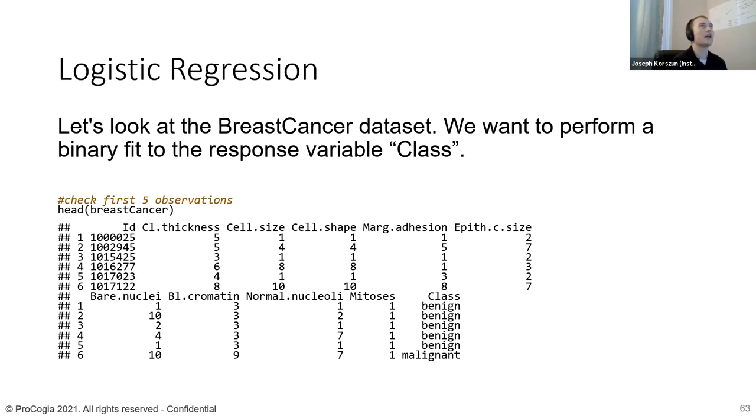And for executing binary response modeling in R, you're going to need to do recoding of variables. So class is all strings, benign and malignant. We're going to need to recode those to numeric values, so 0, 1.